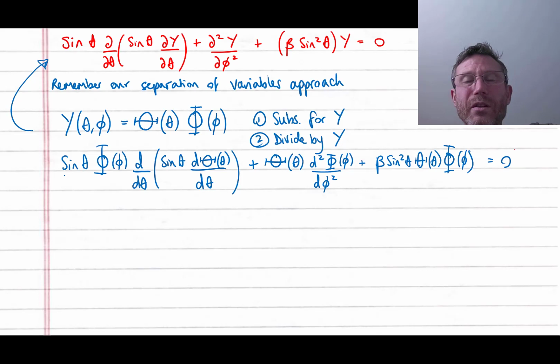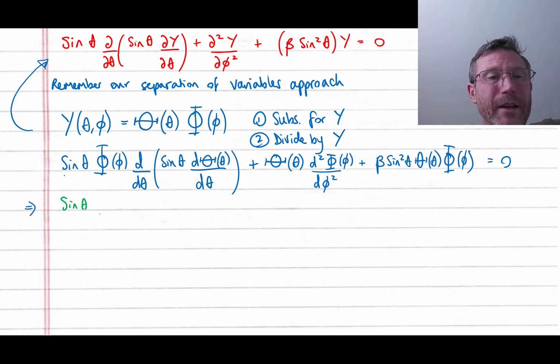So we've now substituted the two terms for y. We've been able to bring out these functions outside of the derivative. So we've separated those variables. Next, of course, we're going to divide by y. So what do we end up getting? We end up now getting sine theta, divided by y. When we divide by y, we're effectively dividing by this portion. So the phi term cancels, and we're left with the theta function on the bottom.